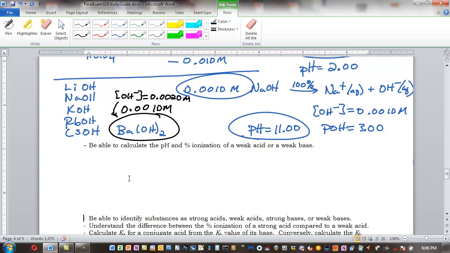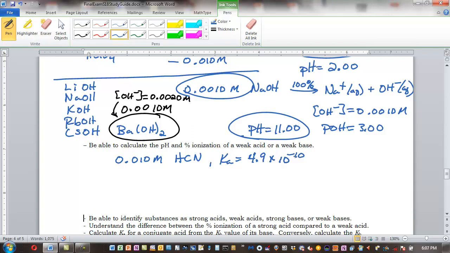So let's do one of these. Let's do hydrocyanic acid. It's a pretty darn weak acid. It has a Ka of 4.9 times 10 to the negative 10. So how would you know that's a weak acid? I just told you it was, but I'm not going to tell you on the final. The Ka value would certainly give it away. What else?